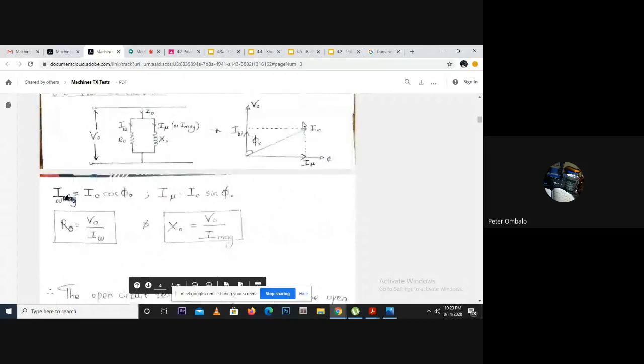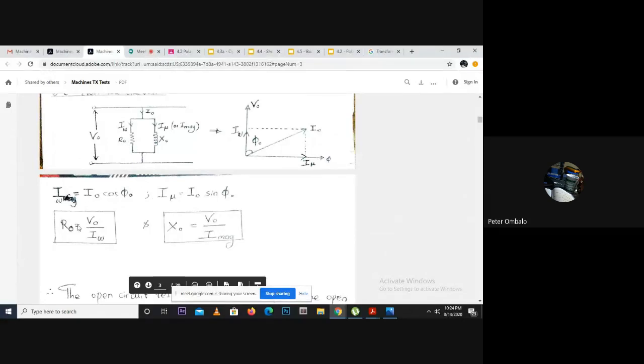Okay, so from this, mathematically, we can get IW, which will be I naught cos phi, and we can also get I mu, which will be I naught sin phi. So these are important because we are going to use them in the calculations that are going to come later on.